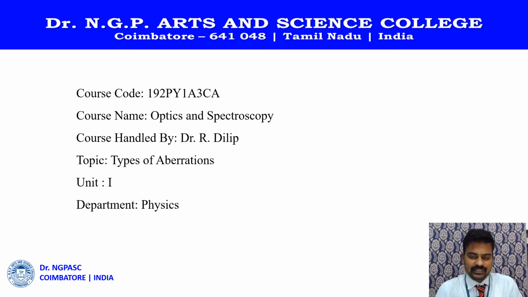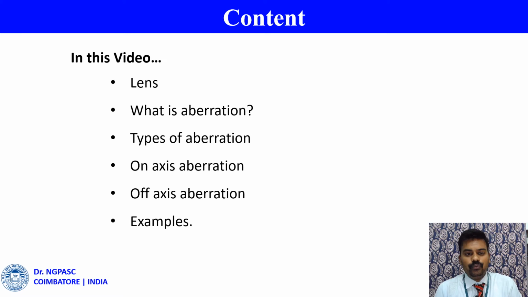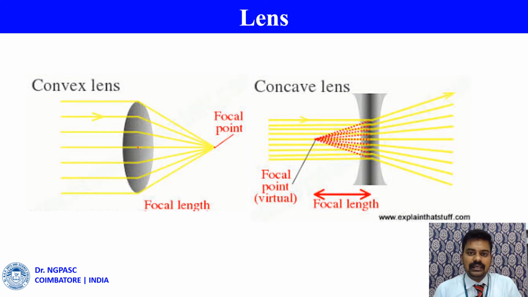What is meant by aberrations? Before that, we must learn about the lens. A lens can deviate the path of the light, converging or diverging depending on the lens. In this video, first we see about lenses and what aberrations are, then the types of aberrations, on-axis aberrations, off-axis aberrations, and then a few examples. Okay, first we see about the lens.